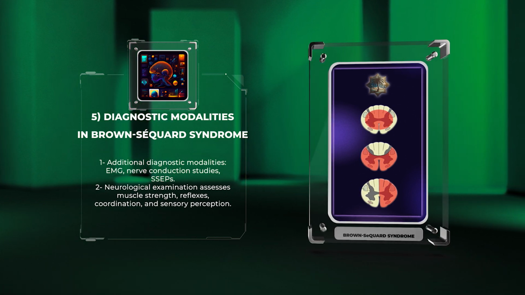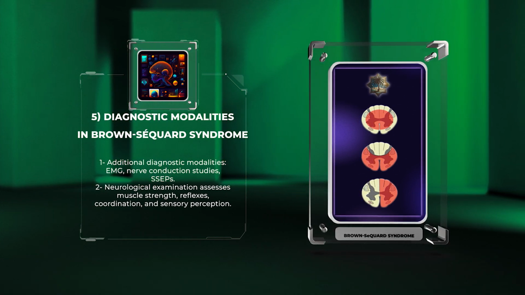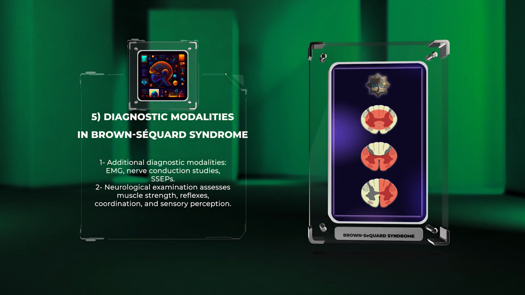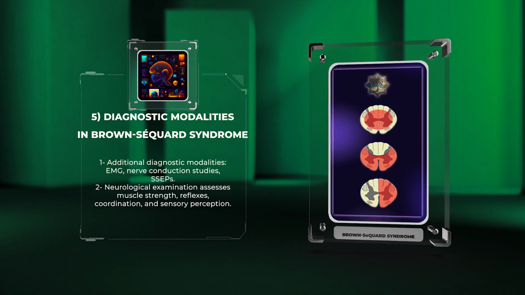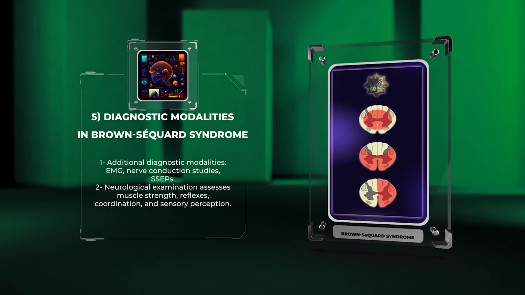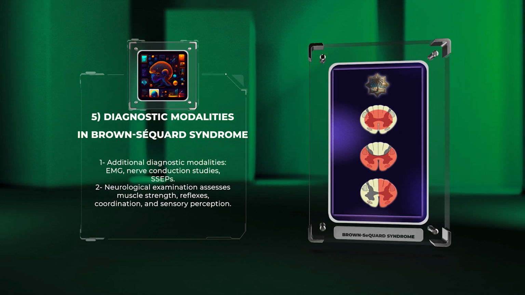In addition to MRI, other diagnostic modalities can be helpful in confirming the diagnosis of Brown-Séquard syndrome. Electromyography, EMG, and nerve conduction studies can assess the integrity of peripheral nerves and their connections with the spinal cord, while somatosensory evoked potentials, SEPs, evaluate the conduction of sensory pathways.